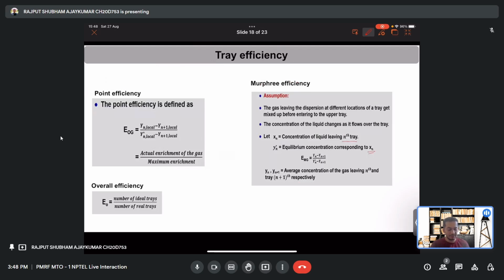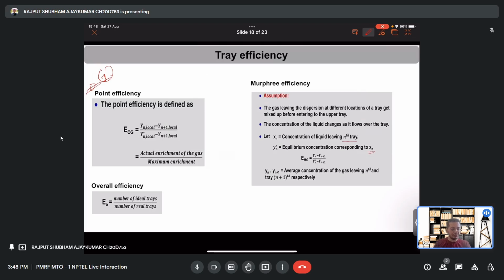Okay, and another point is the tray efficiency. The last point which we're going to cover is the tray efficiency. There are different types of tray efficiency: point efficiency, Murphy efficiency, and also overall efficiency. The first one I have mentioned here is based on the tray point efficiency. The point efficiency is defined as the actual enrichment of the gas divided by the maximum enrichment. That is one particular related to a point; at one point, we're measuring the efficiency. Whereas for the Murphy efficiency, you can say it is the concentration of the liquid leaving the tray divided by the equilibrium concentration corresponding to the liquid.